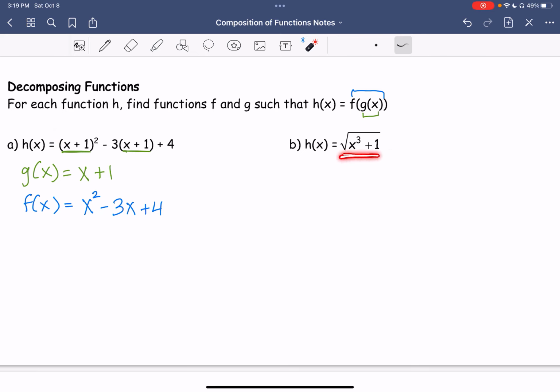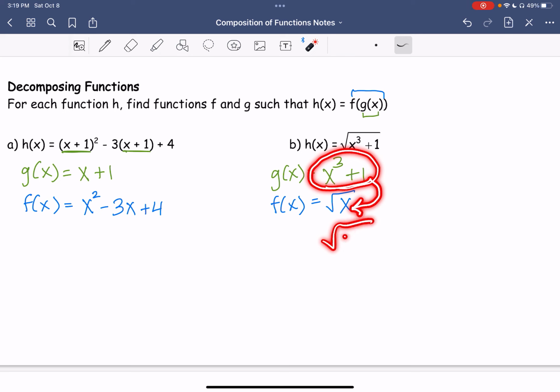This one has no parentheses, so there's going to be a few different options here. So let's talk about two different options that we can have. If you take out the whole thing, you can have g of x, x cubed plus 1, and then f of x could just be the square root of x, right? Because if you plug g of x into x, you would get the square root of x cubed plus 1, which is what we started with.